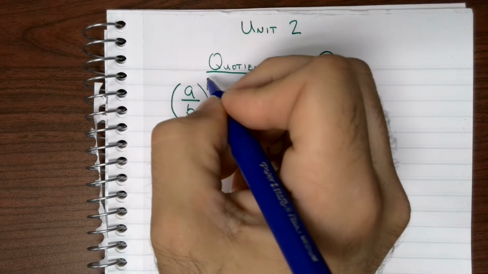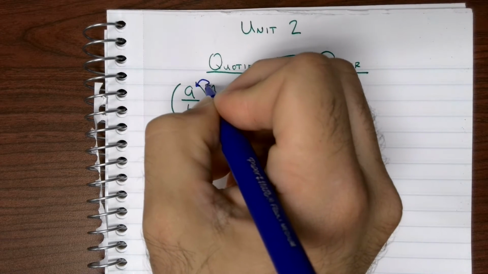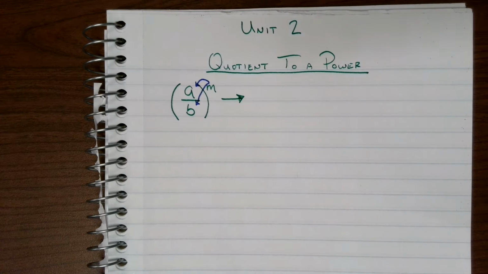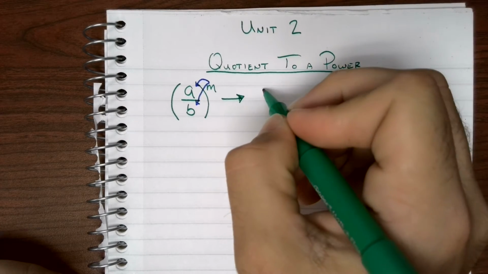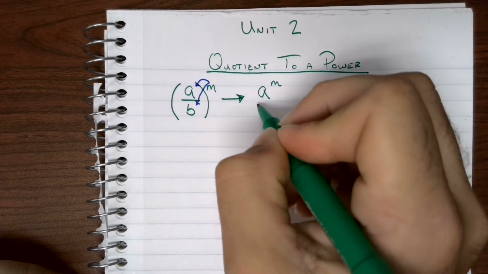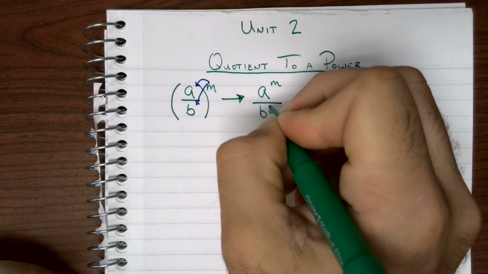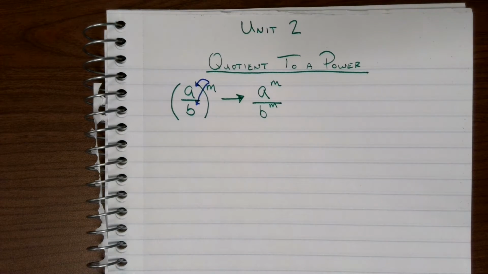So what we're going to have here is this m is going to go to everything on the inside, and it's going to be multiplied. Okay? So once we do that, you're going to have a to the m power over b to the m power. Okay? And then you would use your quotient rules from there.